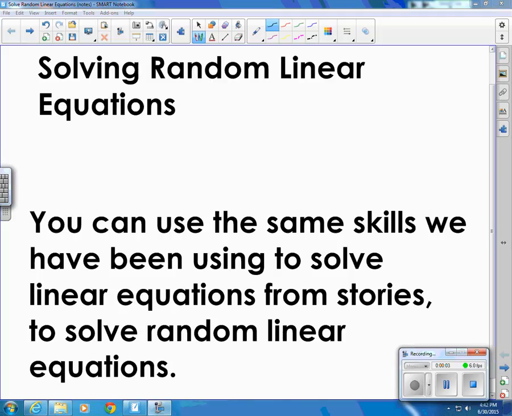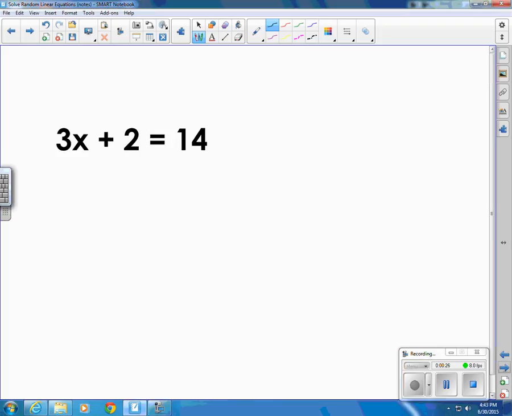So this video clip explains solving random linear equations. We've learned how to solve equations from linear equations that we write from a story. We can use those same skills if we just come upon a random linear equation that needs to be solved. For example, 3x plus 2 equals 14.